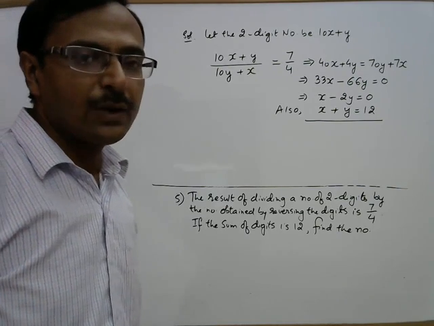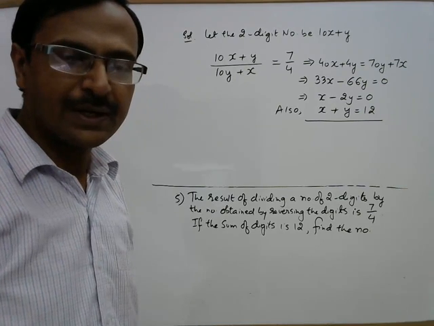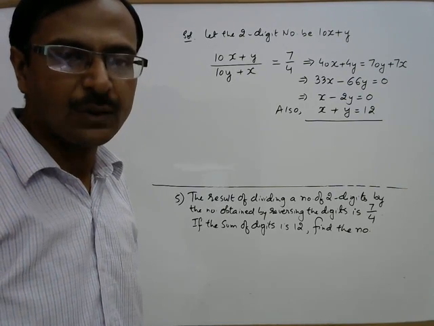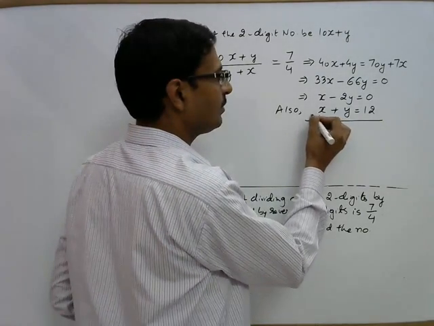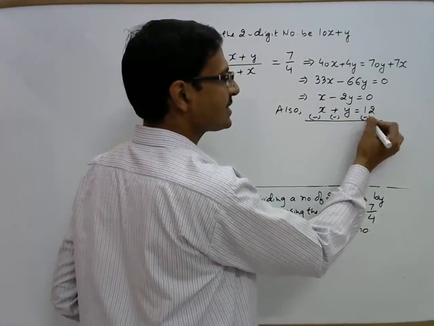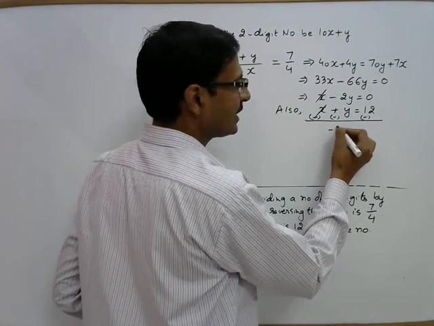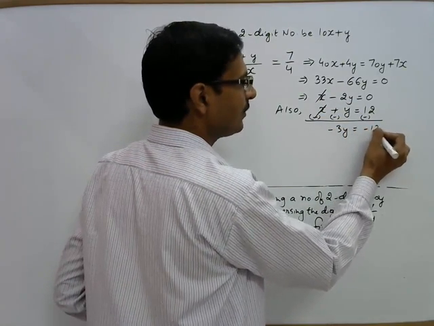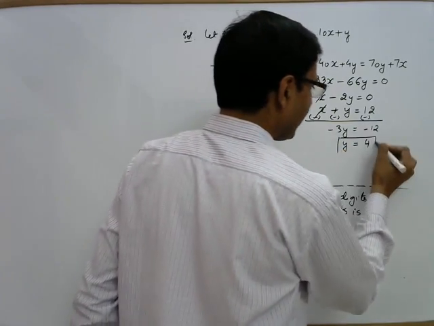So x minus 2y equal to 0, the first one, and x plus y equal to 12, the second one. So just solve them. We have to change the sign because the signs are same here. So x and minus x get cancelled. Minus 2 minus y is minus 3y equal to minus 12. So y is equal to 4. So the value of y comes as 4.